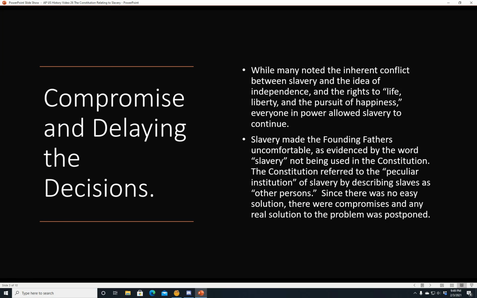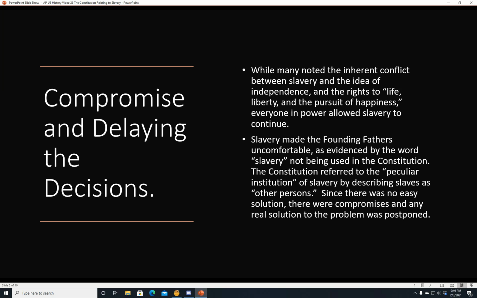Compromise and delaying the decisions. While many noted the inherent conflict between slavery and the idea of independence and the rights to life, liberty, and the pursuit of happiness, everyone in power allowed slavery to continue, mostly because they saw it as an economic necessity for especially the southern plantation states where they had these huge plantations and they needed cheap labor, so that was something that was going on.